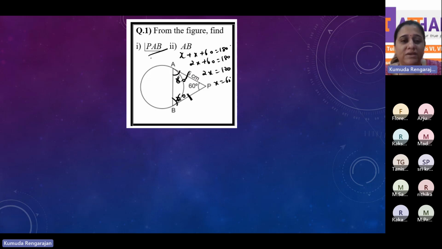And the question is to find PAB. We found PAB. PAB is 60 degrees. Then we need to find AB. Because it's an equilateral triangle, all the sides are equal. So since PA is 5 centimeters, PB is also 5 centimeters. Now because it's equilateral, AB is also 5 centimeters.